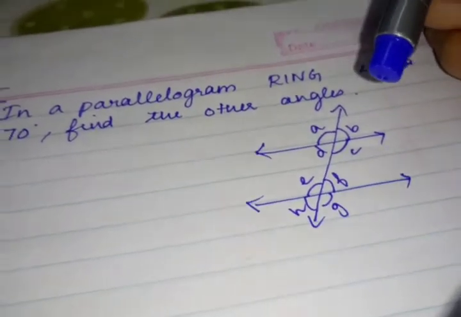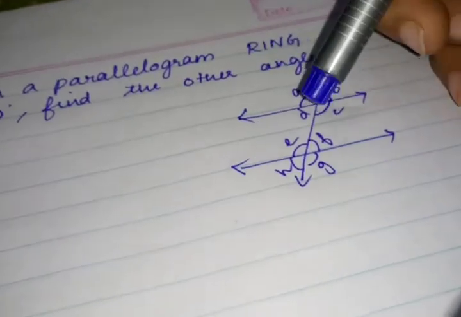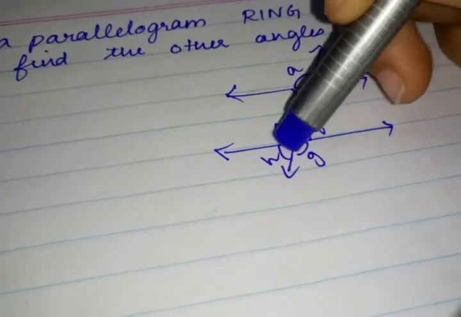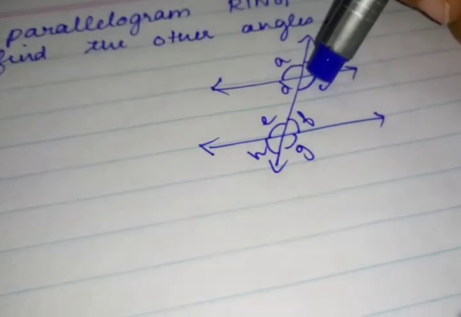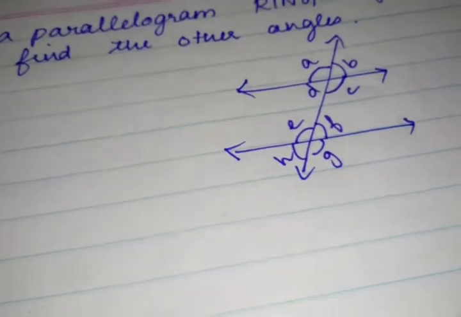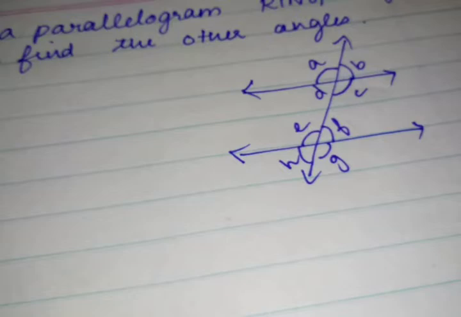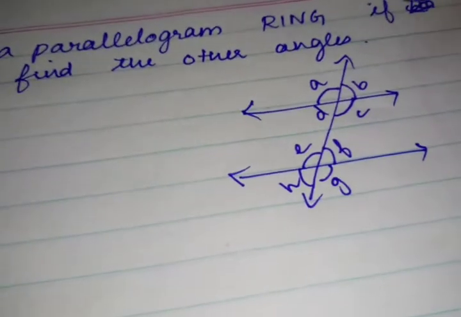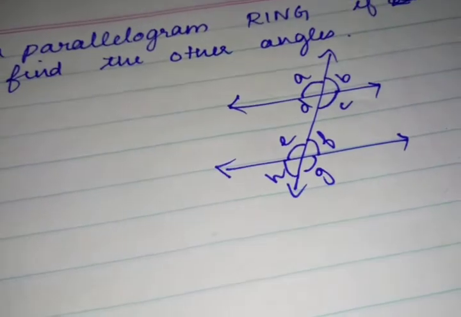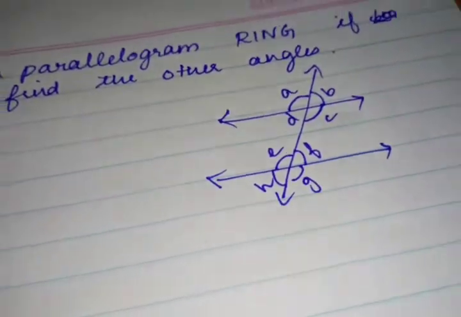Okay. Next, these four angles D, E, F, C are interior angles. So alternate interior angles are equal, which means D and F are equal, and C and E are equal.